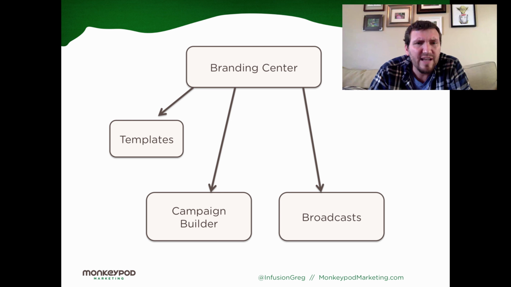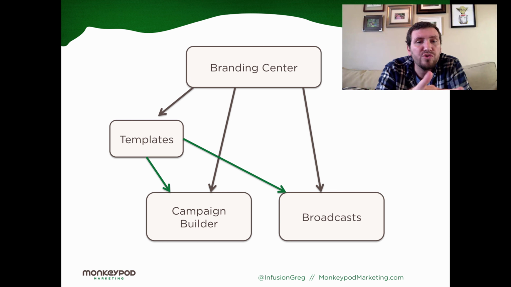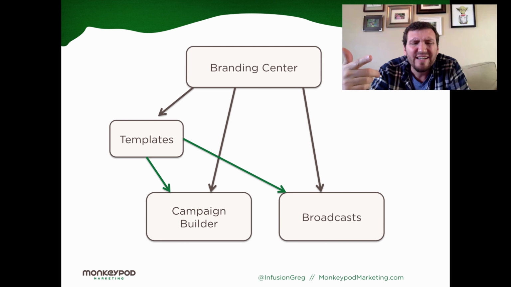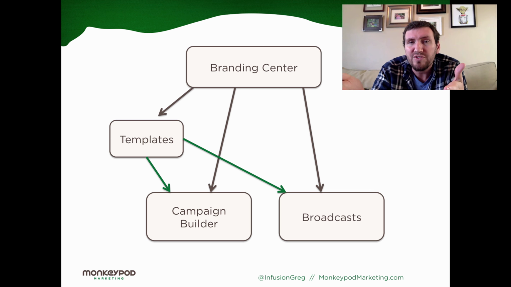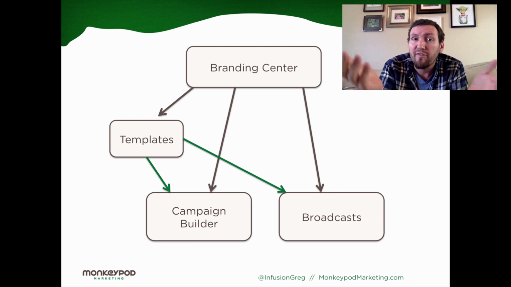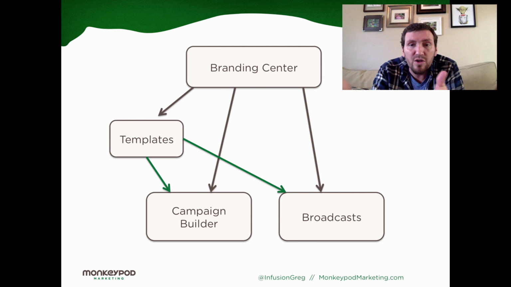Now, the templates section can also feed the campaign builder. So because you only get one branding center default, maybe you want a one-column newsletter template and also a two-column newsletter template, right? So if you need multiple versions, I would create them in your template library, because from there you can suck those in when you're scheduling a broadcast or if you're building a campaign email.